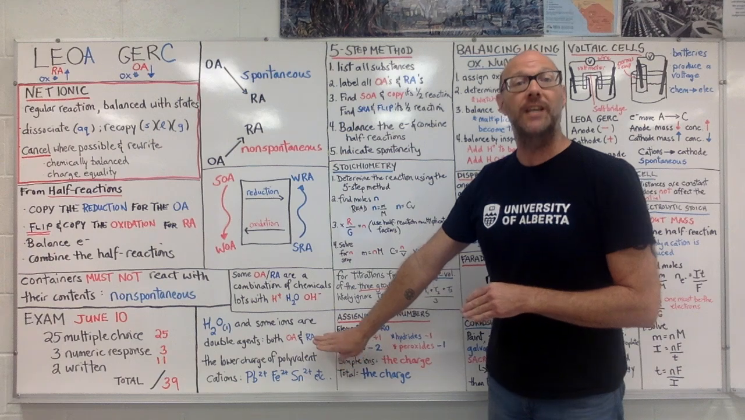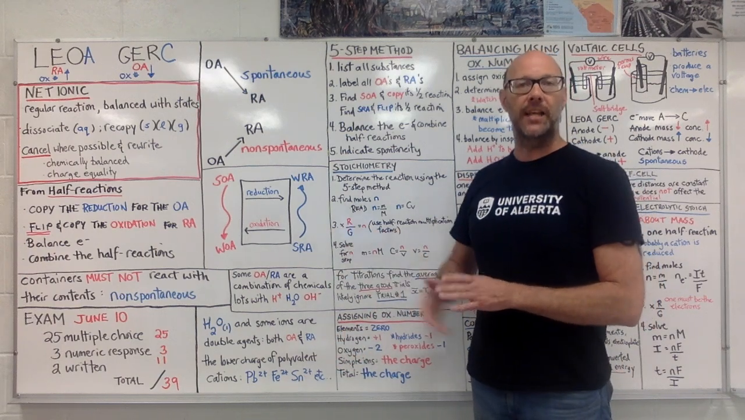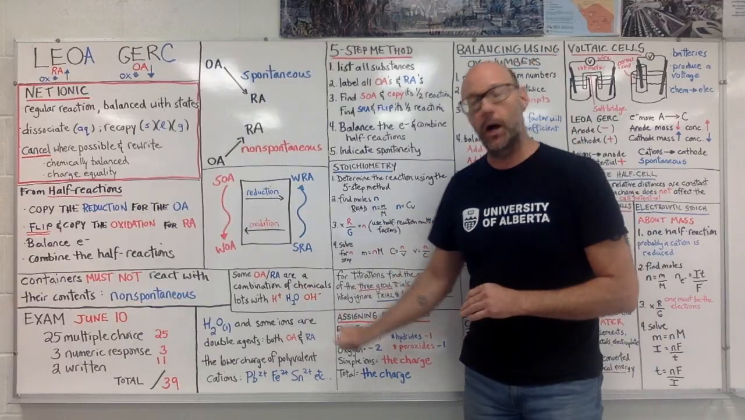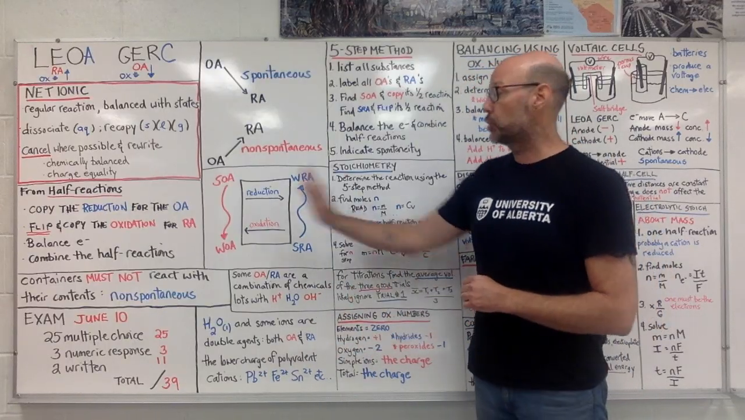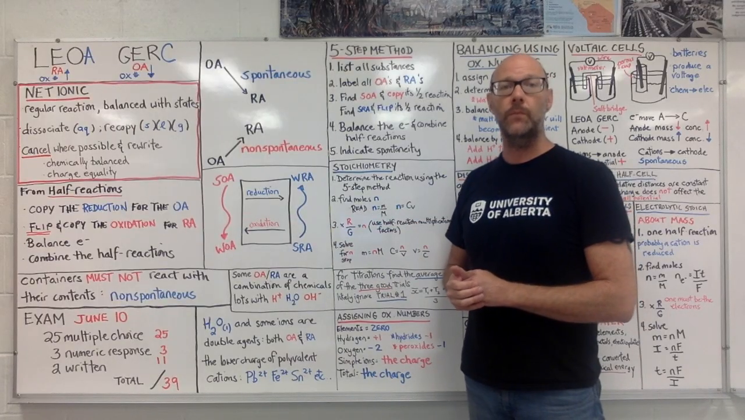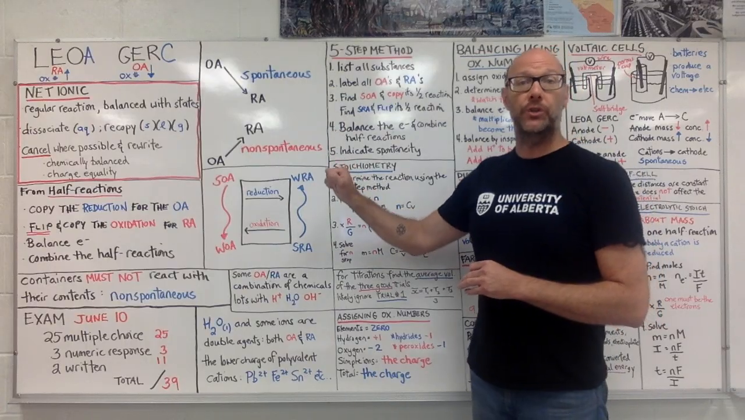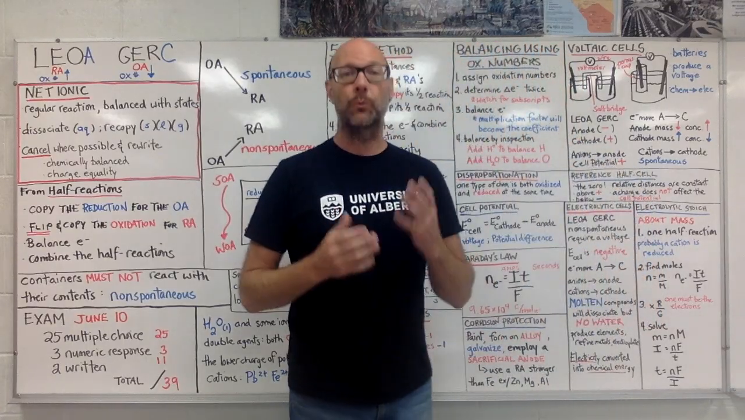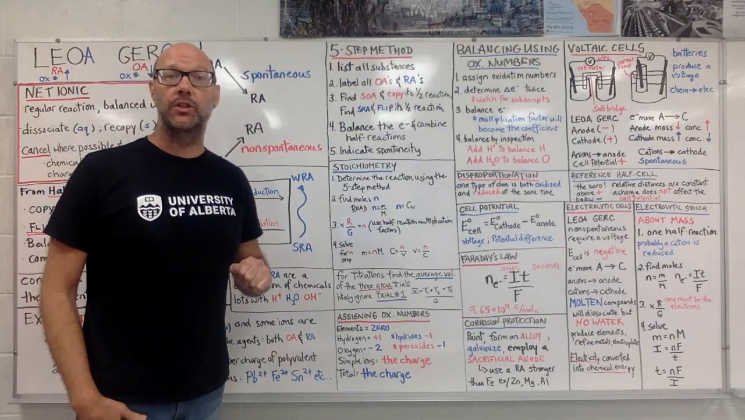Watch out for those double agents, chemicals that are both oxidizing and reducing agents, like water or tin 2 ions or iron 2 ions. They show up on both sides of this table. We're going to use the table and our spontaneity rules also with what's called predicting redox reactions. We're going to use a 5-step method to do that.